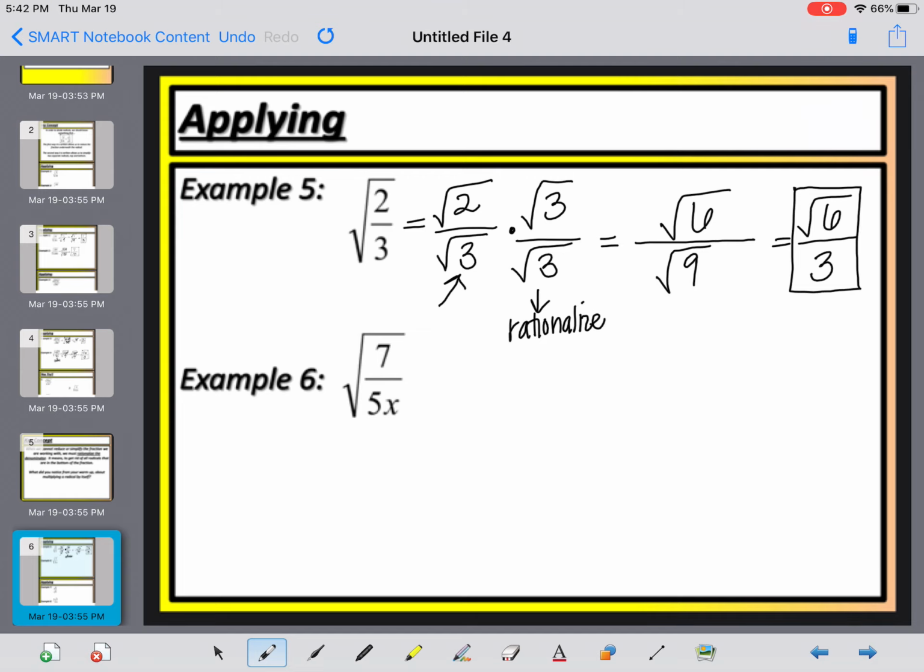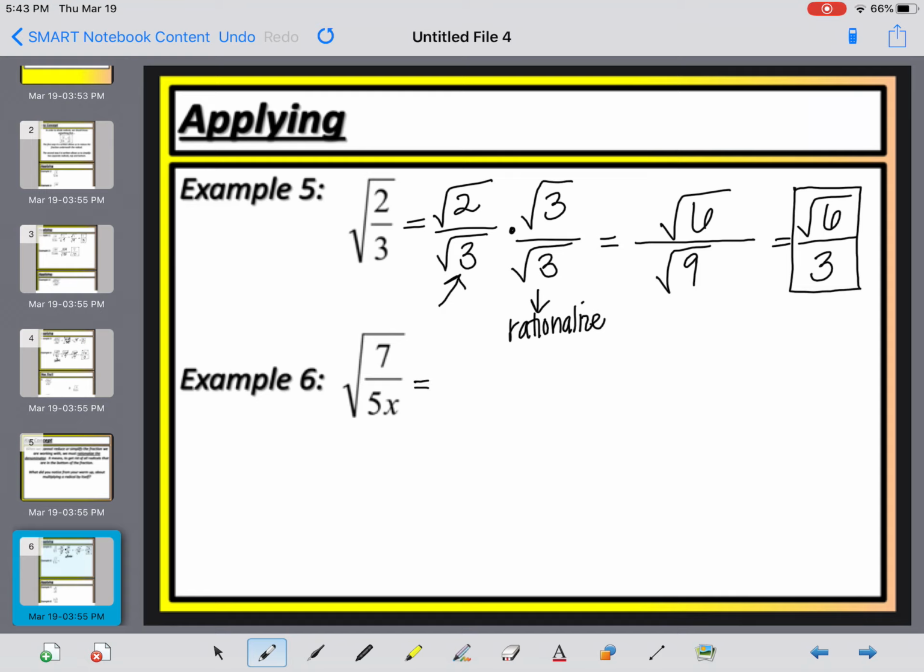Okay, so multiplying a radical by itself, we can see through our work in the denominator here that when we do that, the square root just cancels out and we're left with what's inside. Square root of 3 times square root of 3 equals 3. So square root of 7 times square root of 7 would just equal 7.